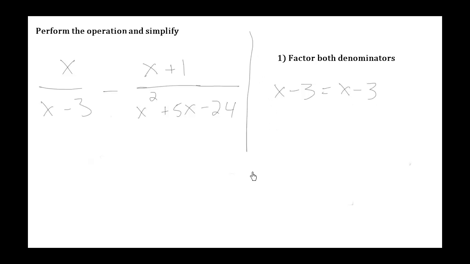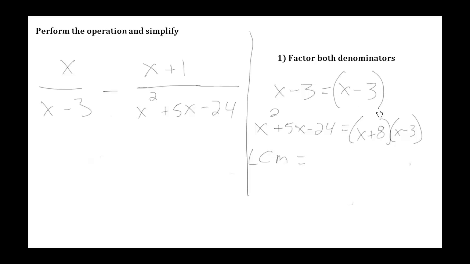And x squared plus 5x minus 24. Here, a trinomial with leading coefficient of 1, this is going to factor to x plus 8 and x minus 3. Now we need what's called the least common multiple of these two. If they have anything in common, and these both do, they both have an x minus 3.